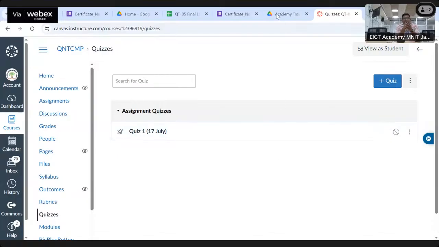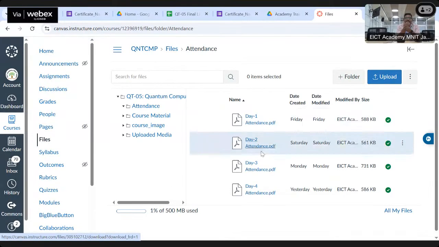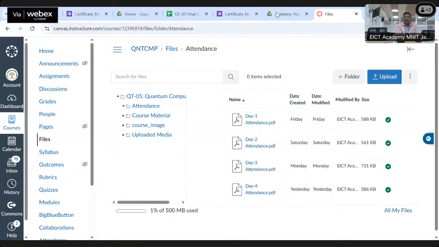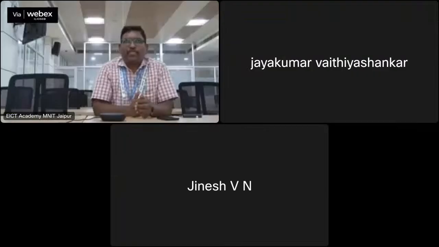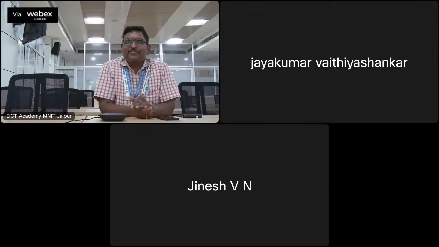Right? Under files, you will see attendance also. Files, attendance. You will see attendance, and the day-wise attendance PDF is loaded. So 4 days are over, 4 days of attendance is there. Today's attendance will be uploaded just now. So we finished 5 days already. So wish you all the best for your exams.